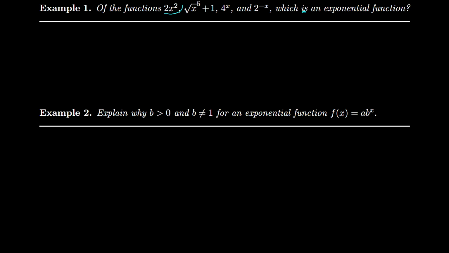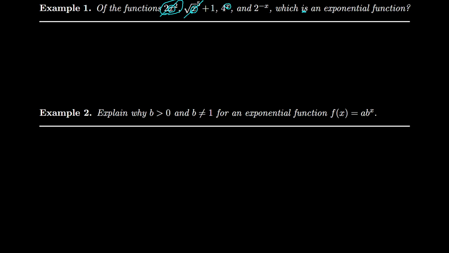So this is a monomial, or a polynomial in specific. This has the variable in the base. So that's not an exponential function. It is a power function, but it's not an exponential function. This, again, has the variable in the base. This is x to the 5 over 2, if you want to write it a little bit differently. It's not an exponential function, but you'll notice here the x is in the power.